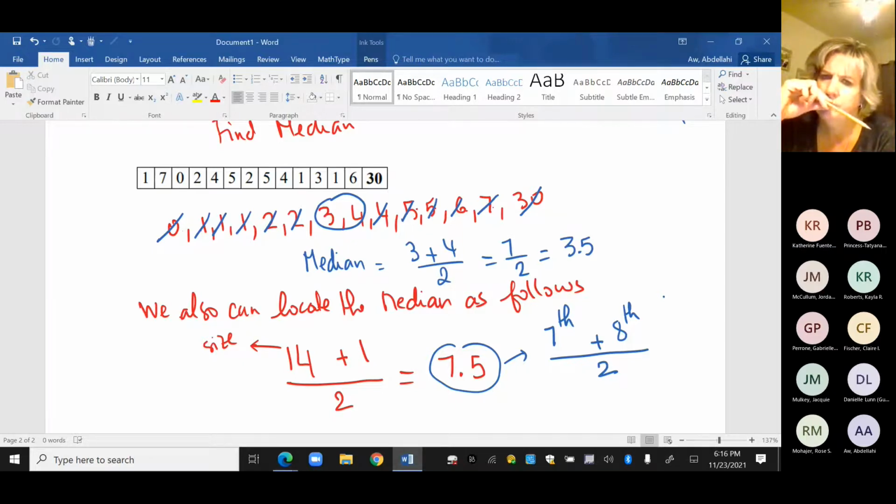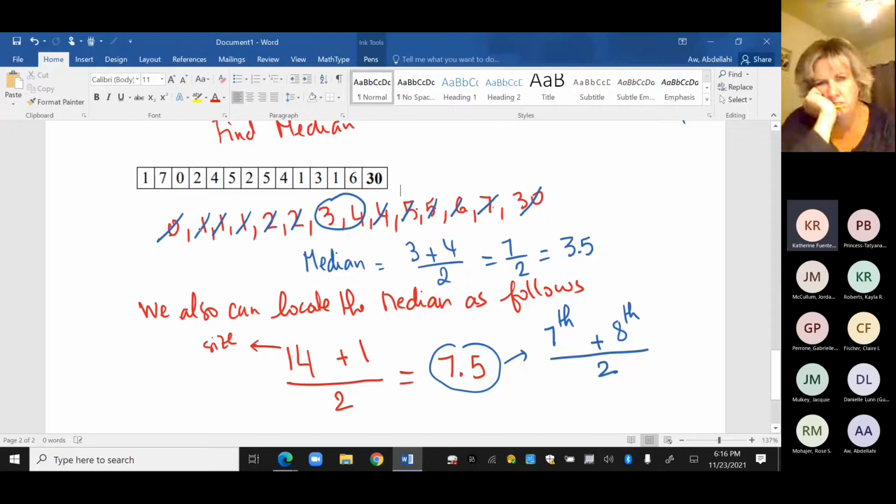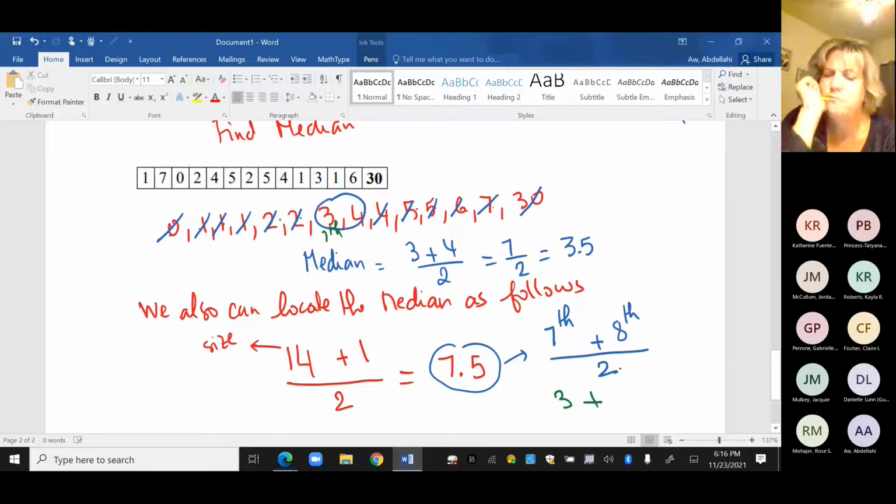What is the number located at the 7th position? 3. Everybody see that? We count 1, 2, 3, 4, 5, 6. This is the 7th position. It's 3. What is the number located at the 8th position then? 4. That is the 8th position. 3 plus 4 divided by 2. What do we get? We get exactly 3.5. Exactly this, right?